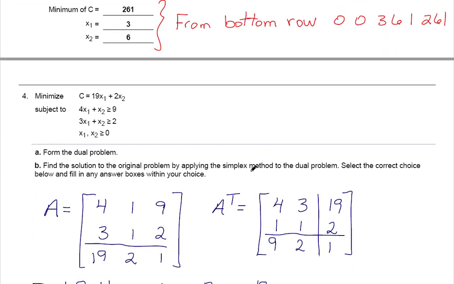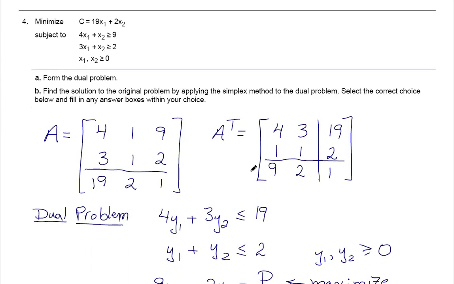So in question 4, we actually want to go through the entire process. All right, so let's do this slowly. First off, form just the regular matrix A. 4, 1, 9. There it is. 3, 1, 2. Yep. And now for the C part, 19, 2, and 1. Easy enough. So now we go from there and we form the transpose.